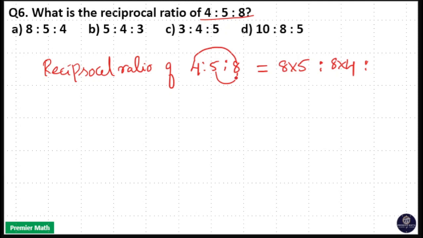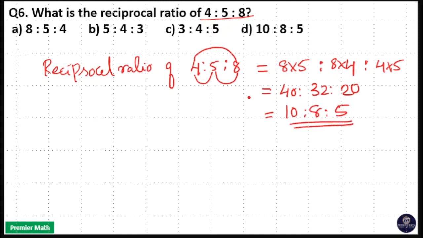To get third place, you just multiply it with first and second place. That is 4 into 5. That is 40 is to 32 is to 20. When you divide it with 4, you will get 10 is to 8 is to 5. So 10 is to 8 is to 5. Option D is your answer.